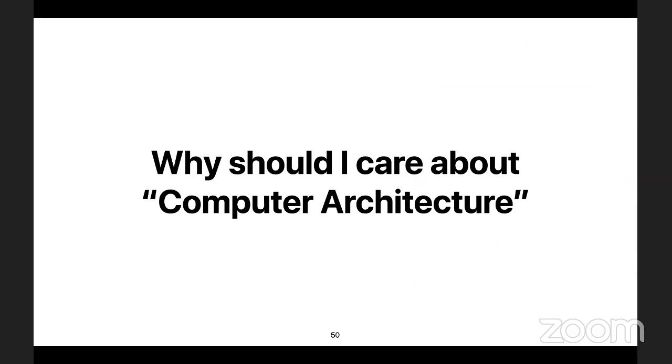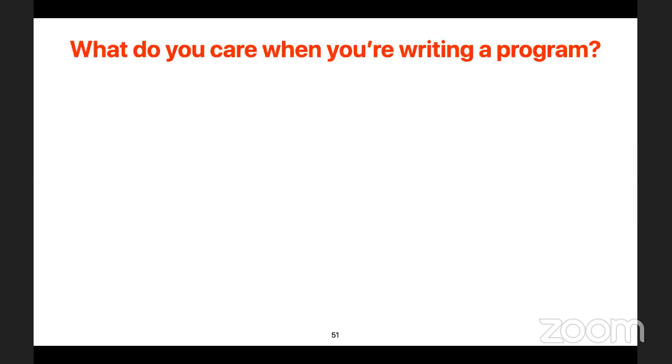Before I talk about this, tell me a few things that you care about when you are writing a program. Can some of you raise your hand? What do you care about when you are writing a program? Okay, what's the most relevant? Harris? Time, like big O time, how fast it takes. Oh, big O time. So that's the algorithm, right?